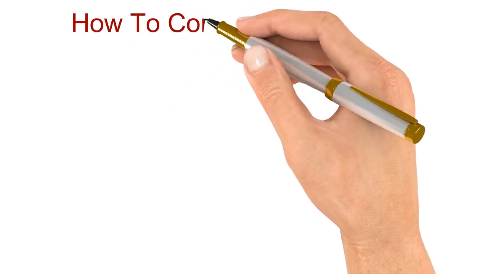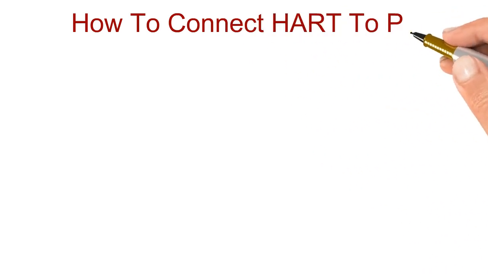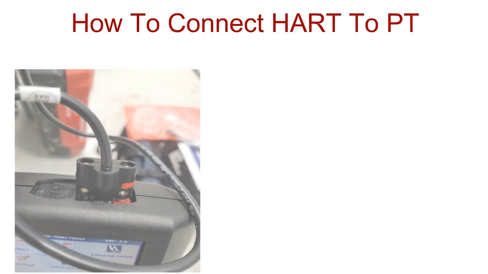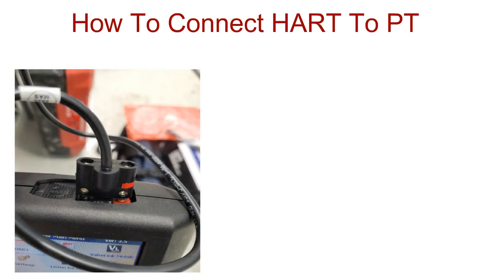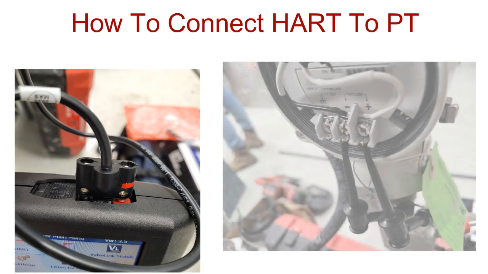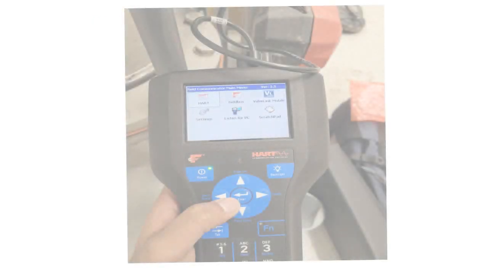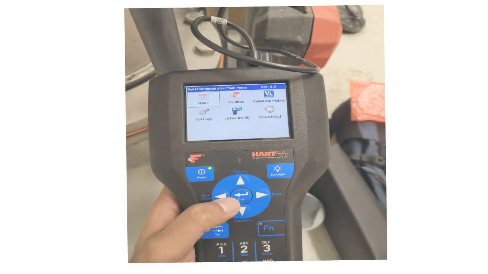First of all, let's learn how to connect Heart Communicator to pressure transmitter. As you can see, connect one red probe to red terminal of Heart device, and black probe to black terminal of Heart device. And connect other end of cable to pressure transmitter. You need to connect red cable to positive terminal of pressure transmitter, and black cable to negative terminal of pressure transmitter. After this, turn on Heart device by pressing on button.